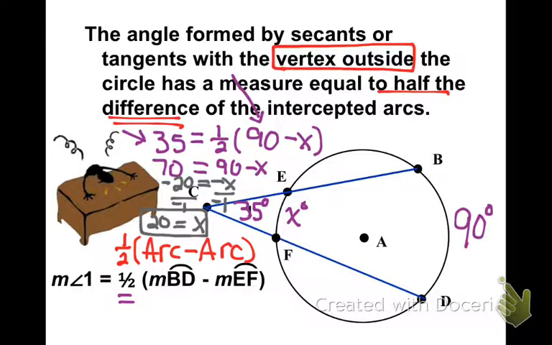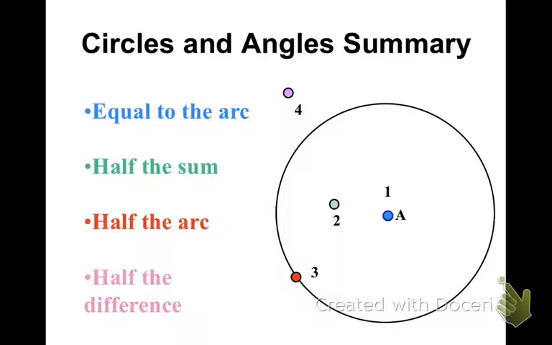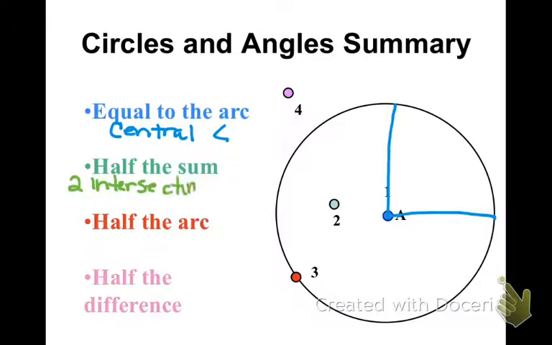Okay, on the next slide, we'll look at a summary of our arc relationships and angle relationships. All right, we're going to start off with an angle that's equal to the arc, and that's going to be our central angle. And remember, that would look something like this. Half the sum is something we talked about today. That would be two intersecting chords. And we can draw that something like this.